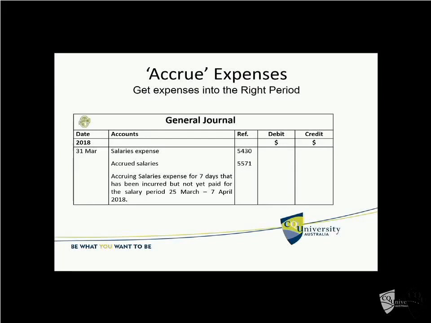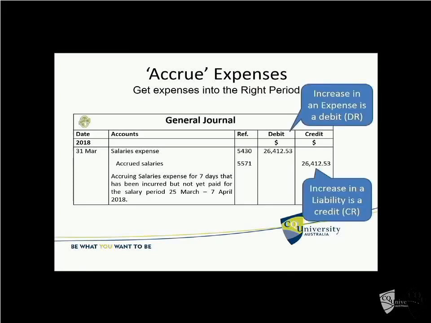And in this example, the last pay we gave was on the 24th of March, and so the next one is on the 7th of April. So we've got 1 week of salaries that we've incurred. The economic substance of that expense has occurred. People have turned up and hopefully they've done some work, and we need to get those expenses into the period, salaries expense, for 7 days.